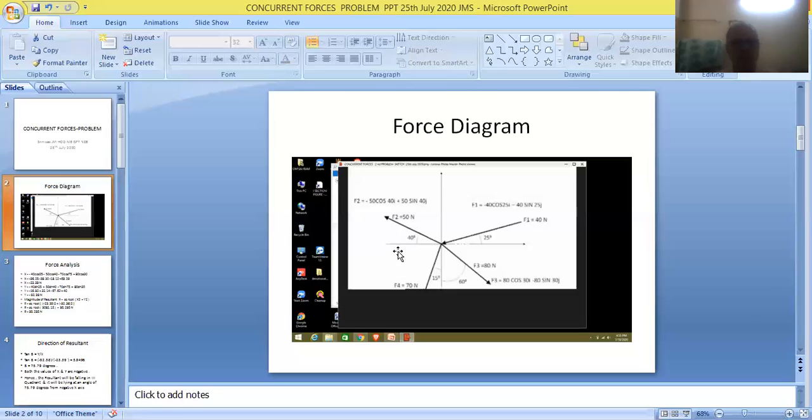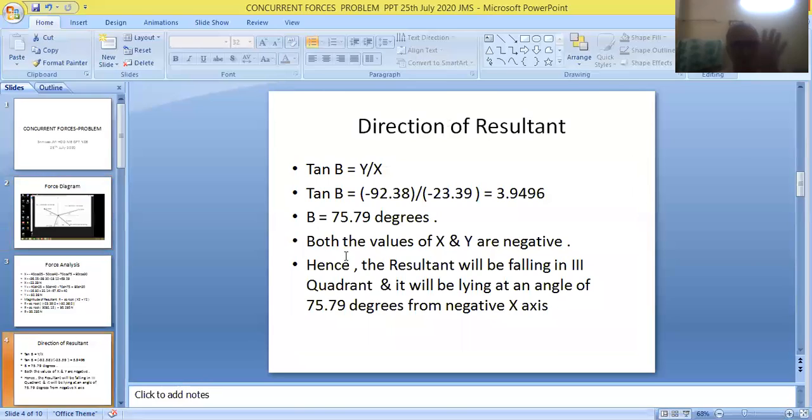So capital R indicates the magnitude of resultant, expressed either in newtons or in kilonewtons. So all the forces are given in terms of newtons, so resultant will also be obtained in newtons. And similarly, theta has to be used for indicating the direction of resultant. It has to be expressed in terms of degrees. And in this problem, it is obtained as 75.79 degrees.